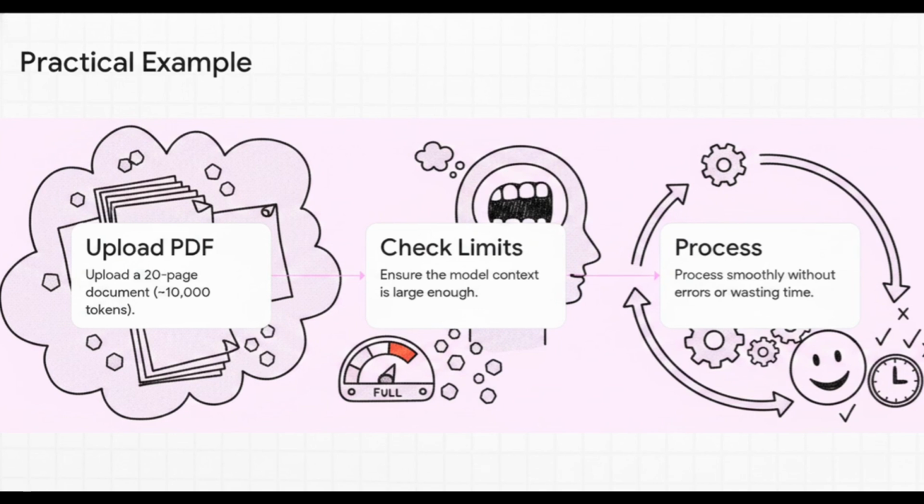Understanding this stuff is super practical. For example, if you upload a 20-page PDF, that's roughly 10,000 tokens right there. You have to ensure you've picked an AI tool with a context window large enough to actually handle it. Otherwise, you're just going to hit errors and waste your valuable time.